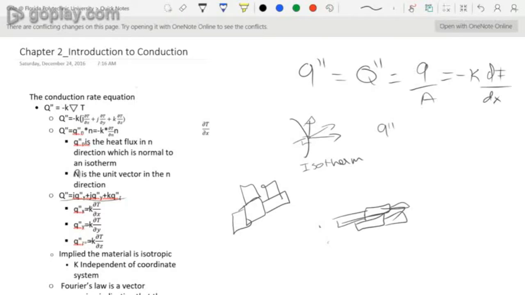Now we're on to the introduction to conduction, which is chapter 2, and these video lectures are just supplemental to what your teacher is teaching you. In chapter 2, they introduce you to the conduction rate equation. In the first chapter, I introduced you to Fourier's law, or the heat transfer, which then introduced you to the heat flux, which can be denoted by the Q double prime.